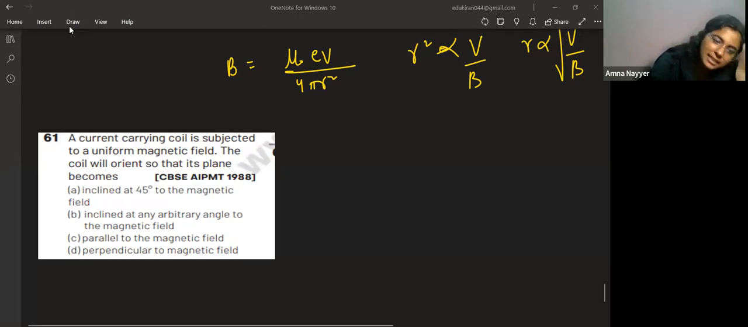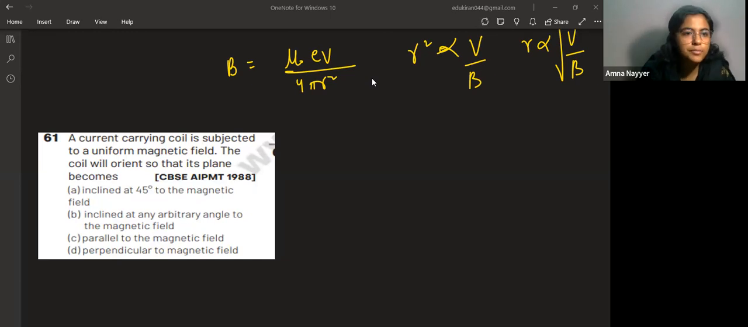Yes, correct. See, this says that a current carrying coil is subjected to a uniform magnetic field. The coil will orient so its plane becomes inclined at 45 degrees to the magnetic field, or any random, arbitrary angle to the magnetic field. Is it parallel, making 0 degree, or perpendicular to the magnetic field, making 90 degree? See, the coil must be oriented so that the magnetic moment becomes parallel to the field. If it becomes parallel to the field, then only the magnetic force on it can be 0, right?